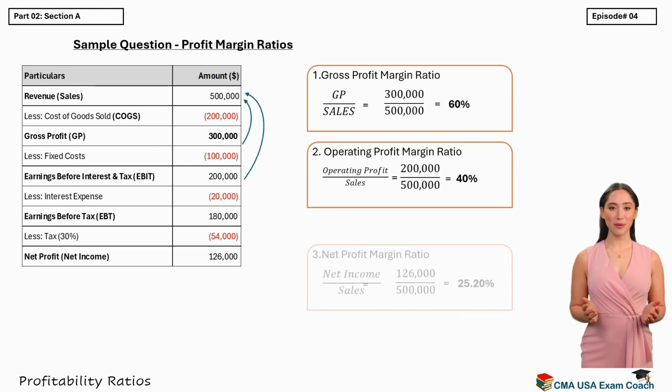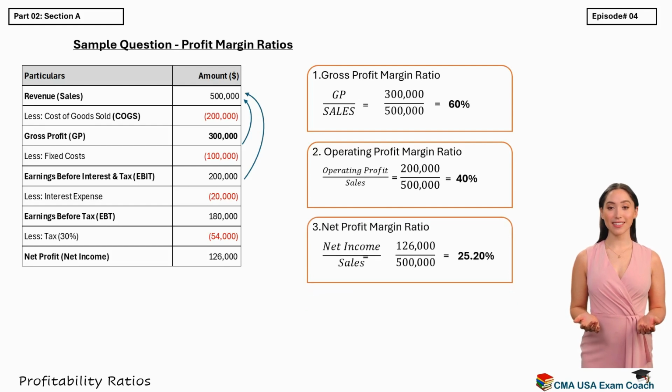Now let's look at the net profit margin. The formula is net profit divided by sales multiplied by 100. The net profit is $126,000 and the sales are $500,000. 126 divided by 500 gives us 25.2%. This means the company keeps about 25 cents as profit for every dollar earned in sales, after paying all expenses including interest and taxes. This is a key indicator of overall profitability and financial health.